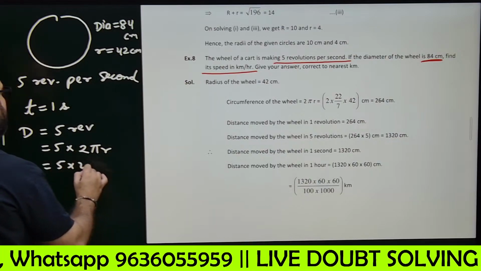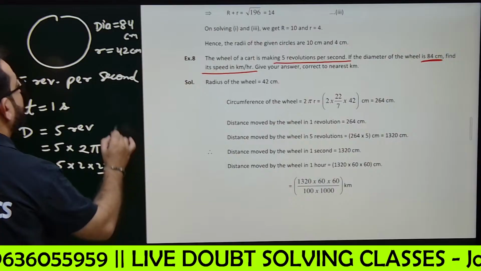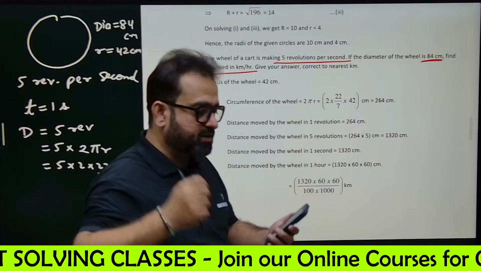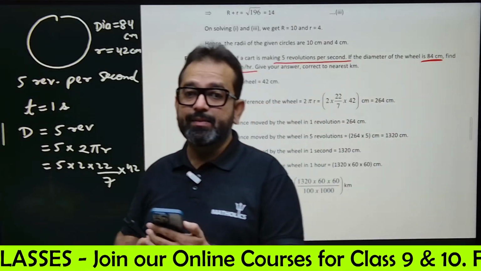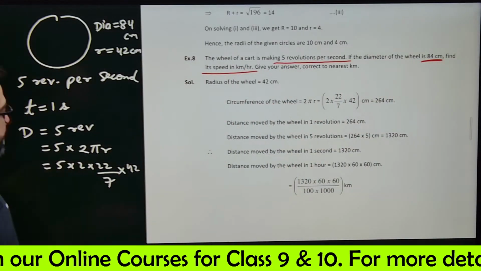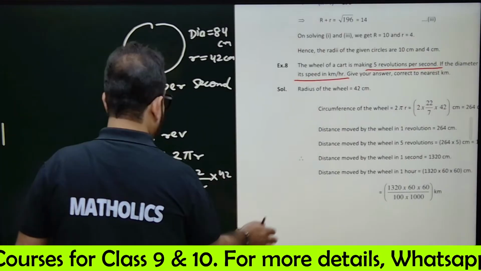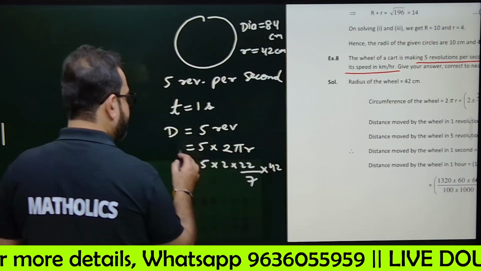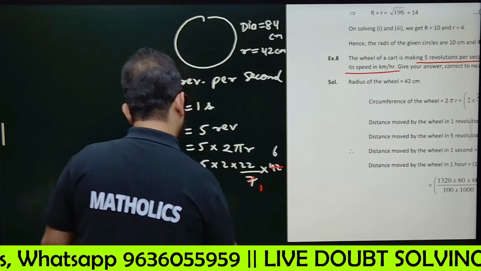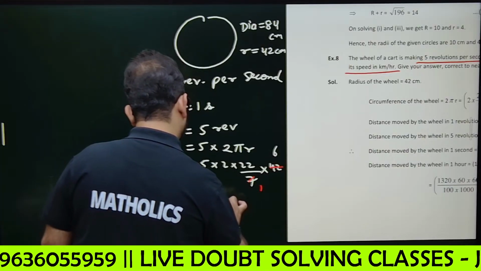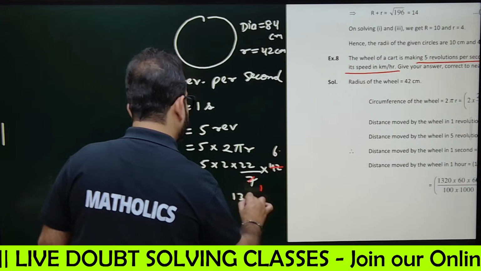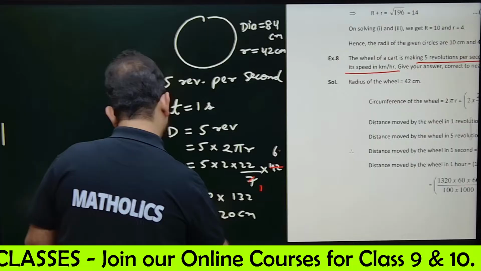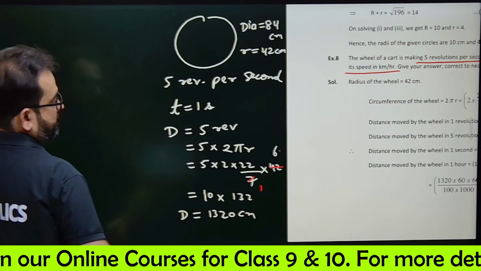That is 5 into 2 into 22 by 7 into radius 42. This much centimeter distance it will travel in 1 second. So distance will be what? 7 ones are 7, 7 sixes are 42. 5 twos are 10. 10 into 22 into 6 is 132. So it is 1320 centimeters distance. But we have to find the speed.